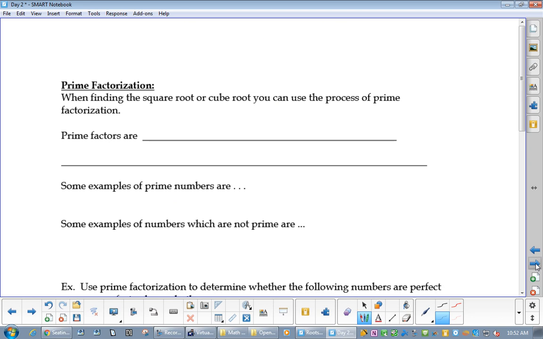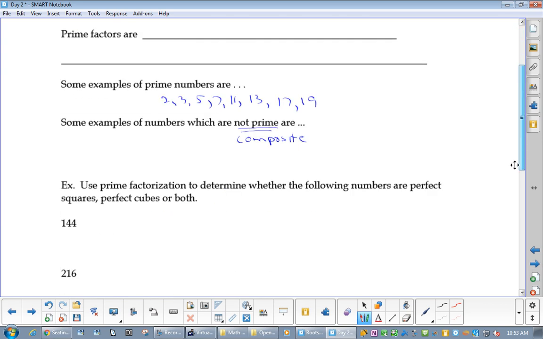Okay, prime stands for any number that can't be divisible by anything but 1 and itself, and non-prime are called composite. So examples of prime: 2, 3, 5, 7, 11, 13. What's after 13? 17, then 19. Composites, 1. Well, 1 shouldn't even be there. Okay? So 4, 6, 8, 9, 10, dot, dot, dot.